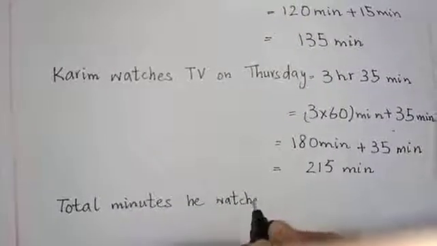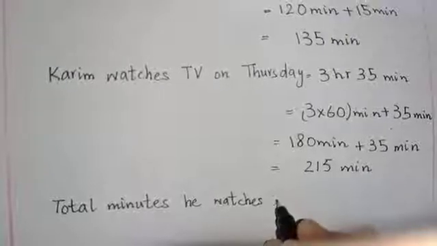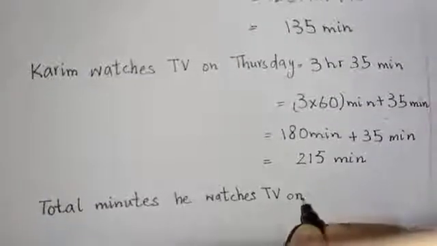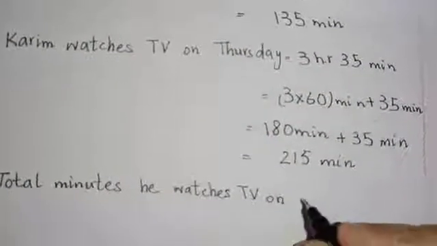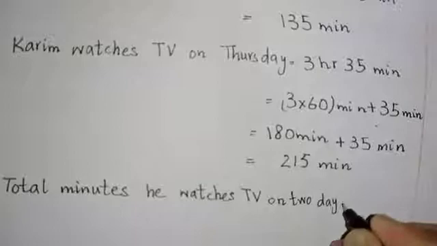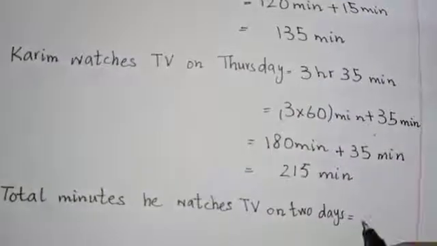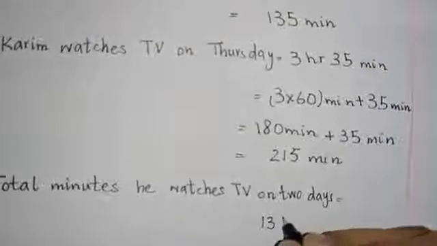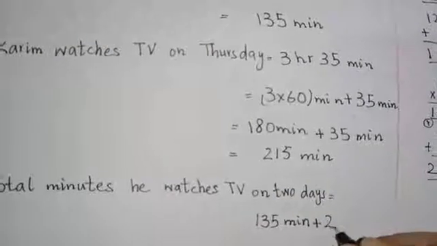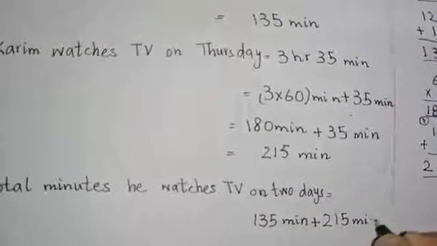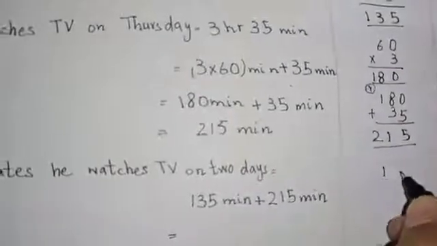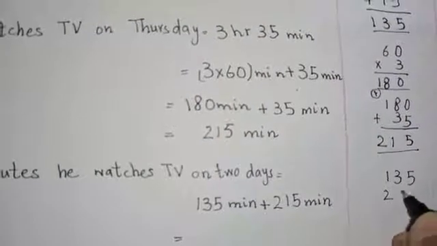He watches TV on 2 days, that is 135 minutes plus 215 minutes. Now we will add it. On the rough side, we will add 135 and 215.